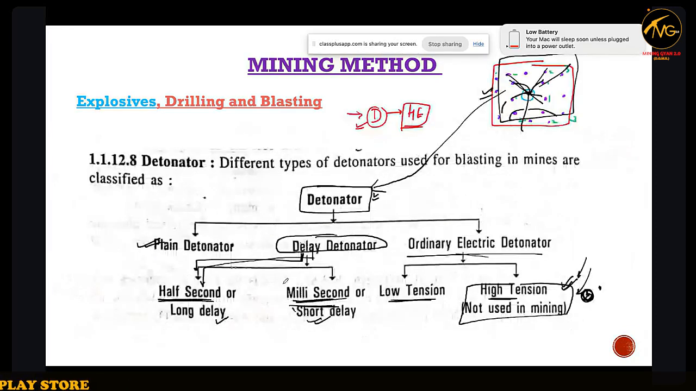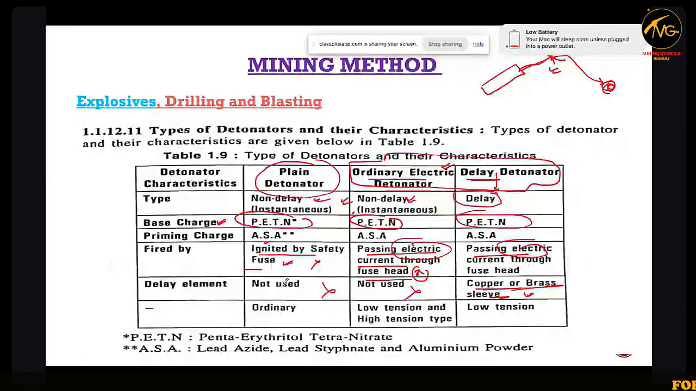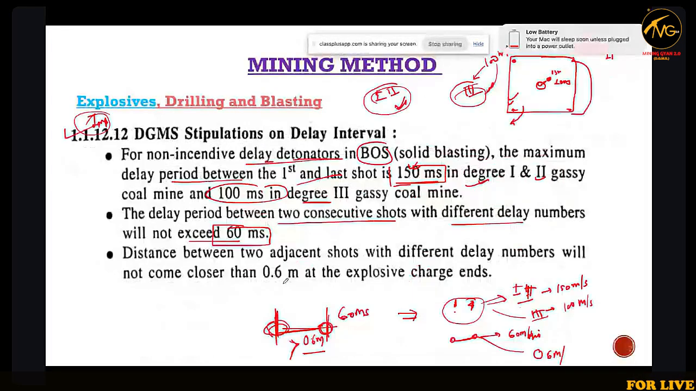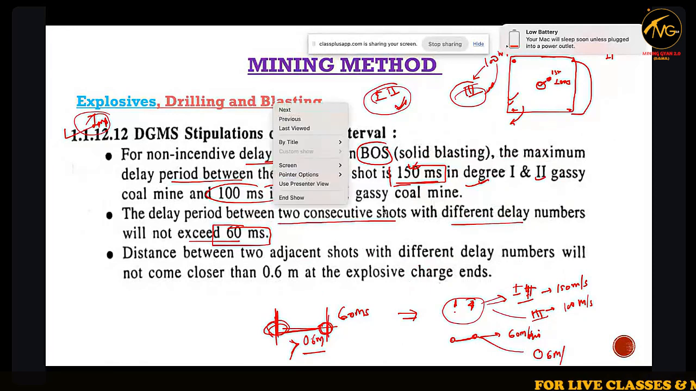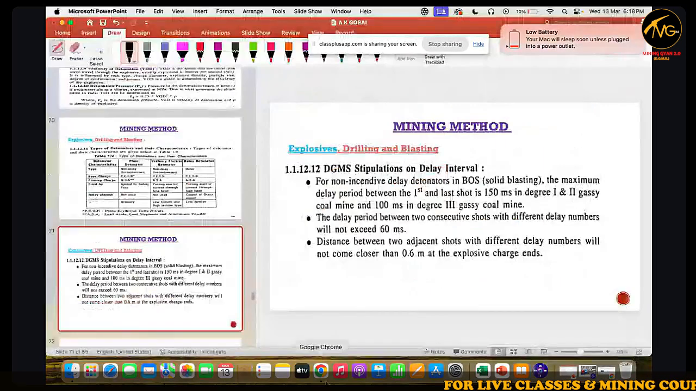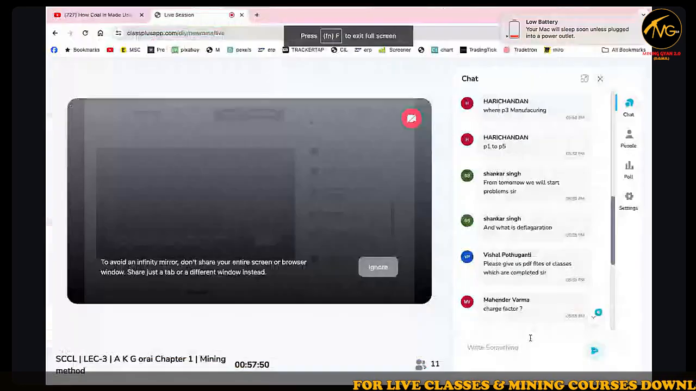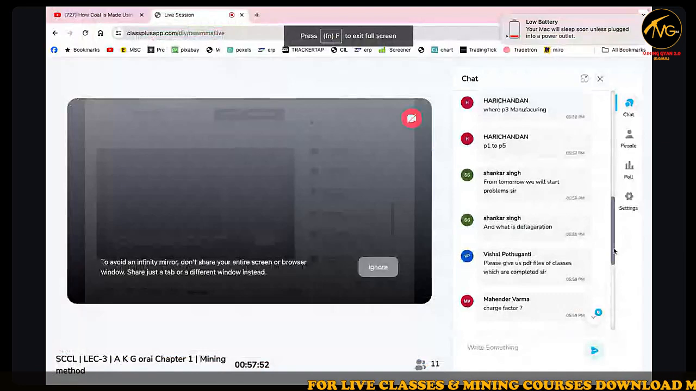Then we use detonators: plain detonator, delay detonator, ordinary electrical detonator. Then we have discussed type, base, fire, delay, and DGMS stipulation. So now comment if there is anything you want to say. Otherwise tomorrow we will continue, please revise so we can solve doubts.